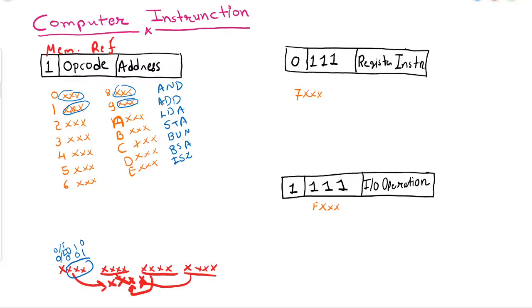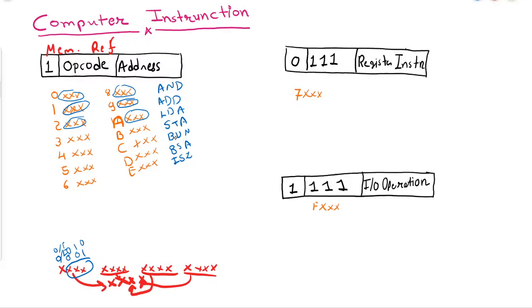So similarly, LDA. What will LDA do? LDA will load the accumulator, meaning whatever value is specified at a particular memory location, that 16-bit value will be loaded into the accumulator. What will STA do? Whatever location we have specified using 12 bits, the content of the accumulator will be stored at that location. Okay, so in LDA we are loading into the accumulator, while in case of STA we store the content of the accumulator into memory.